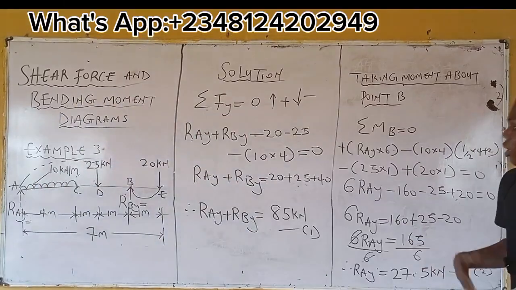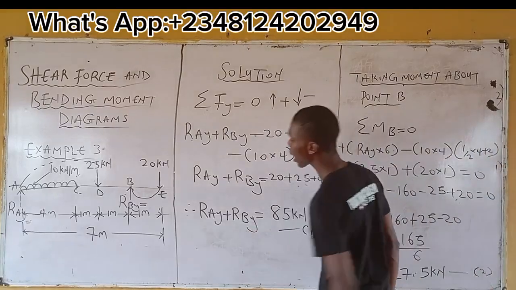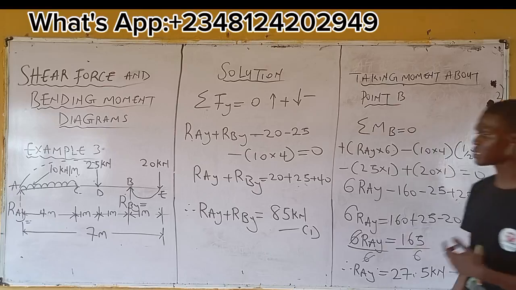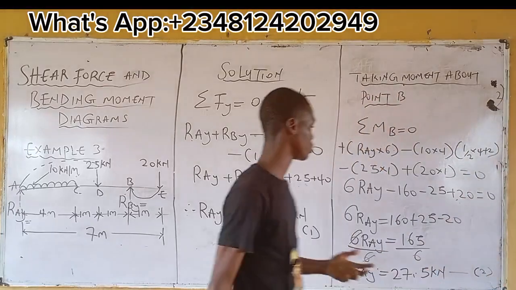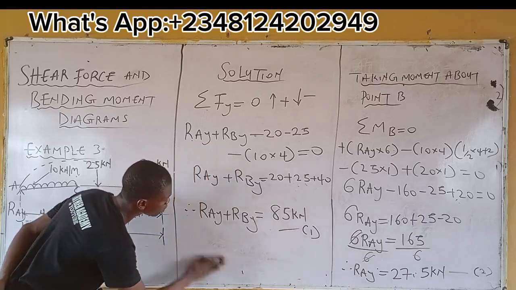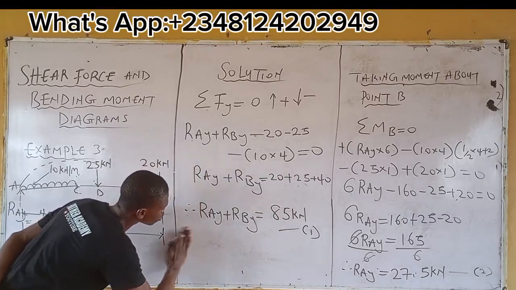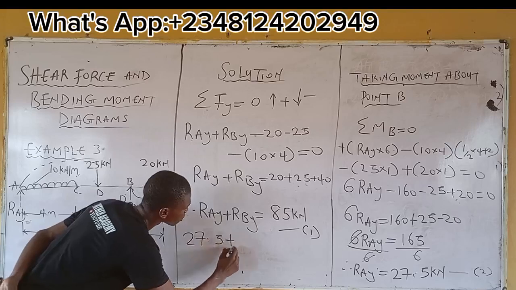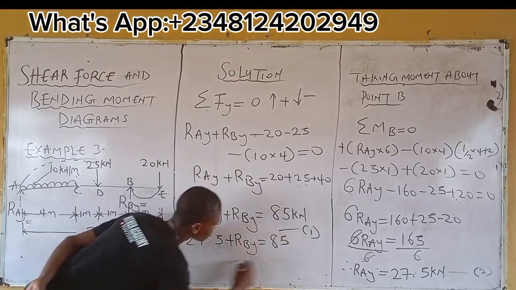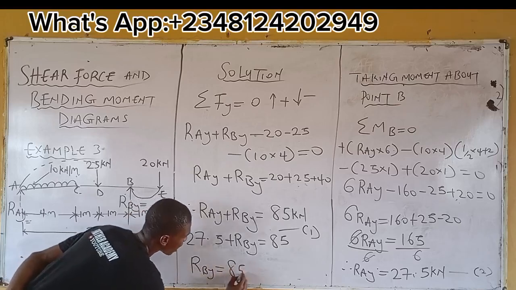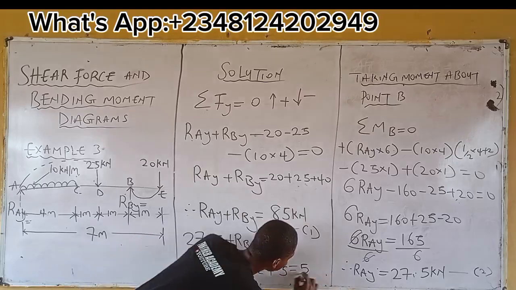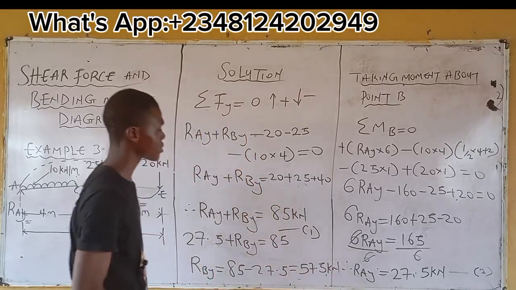So this is equation 2. Alright, from equation 1, I have two unknowns, which are RAY and RBY. But in this case, I've gotten RAY, the first unknown, so I can substitute it back into equation 1 to get the other unknown. By substituting equation 2 into equation 1, I have 27.5 plus RBY equals 85. Make RBY the subject of the formula. It becomes RBY equals 85 minus 27.5, which equals 57.5 kilonewton.